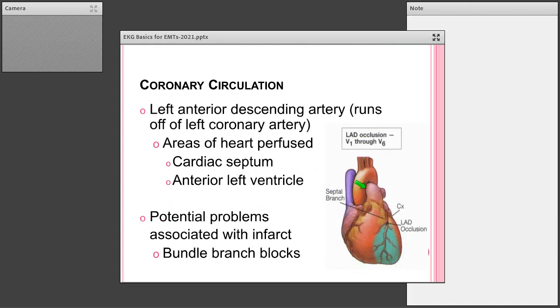The LAD, or the left anterior descending artery, feeds the septum of the heart, so the middle wall of the heart, and then the front of the left ventricle. So looking at your 12 lead, V1 through V6 is going to show potential issues with the LAD. So that would be a septal wall MI or an anterolateral MI.